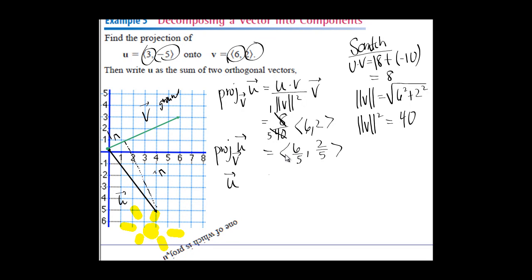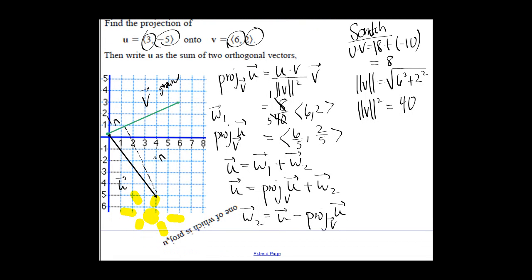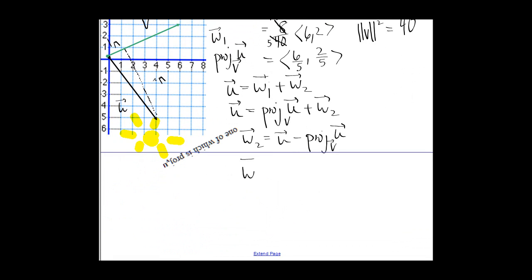So this projection of u onto v is given as such. Again, we know that vector u is equal to w sub 1 plus w sub 2, and this projection of u onto v is also known as w sub 1. So vector u is equal to the projection of u onto v plus w sub 2, or w sub 2 is equal to vector u minus the projection of u onto v. So plugging in vectors, vector u is 3, negative 5, minus this projection of 6 over 5, 2 over 5.